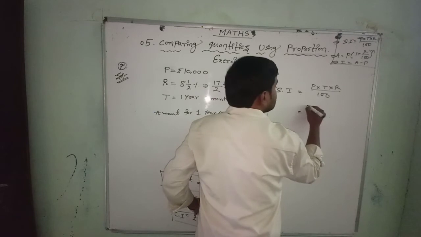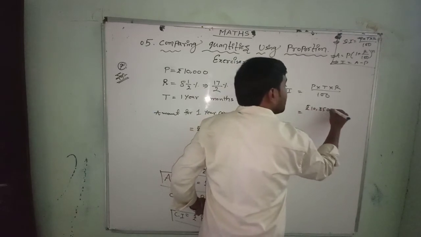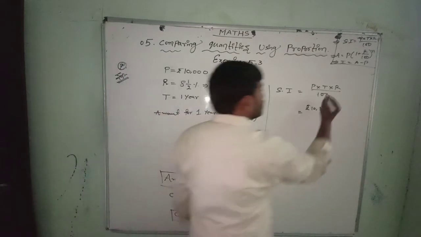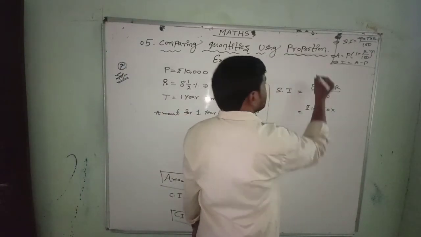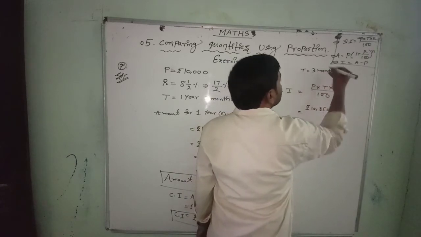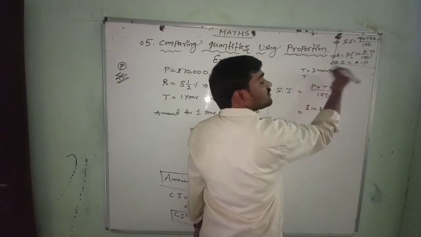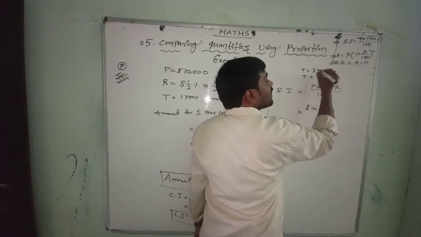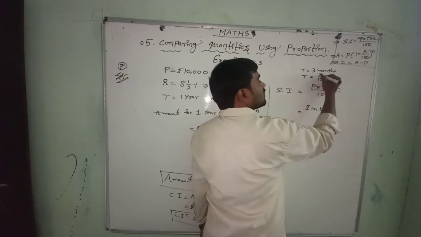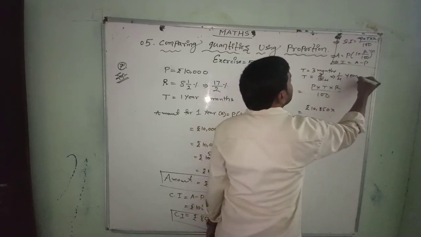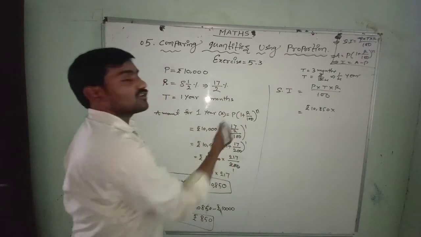So for rupees 10,850, he takes simple interest for 3 months. So P into T. What is T here? See, T is nothing but 3 months. Months we always have to take as years. If you need years, we have to divide by 12, because in a year there are 12 months. So 3 ones are 3, 3 fours are 12, that equals 1 by 4th year. 3 months is 1 by 4th of a year.